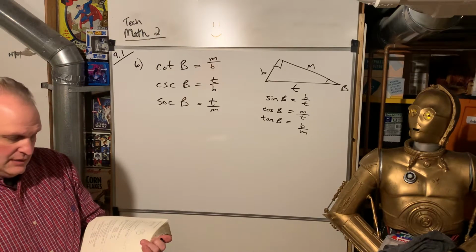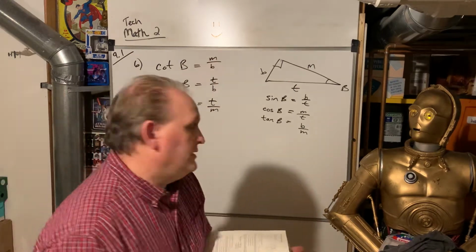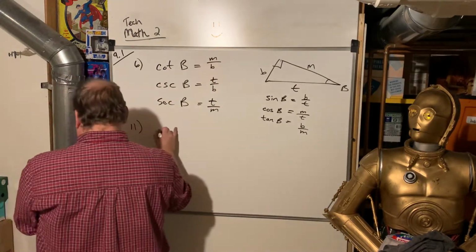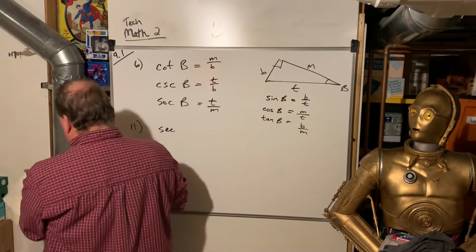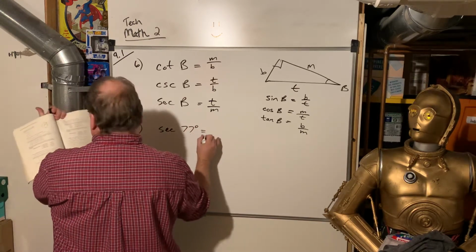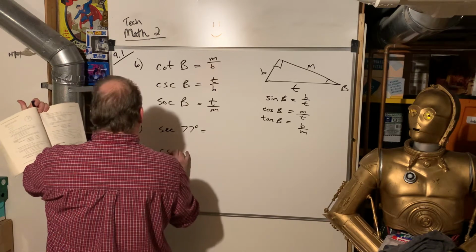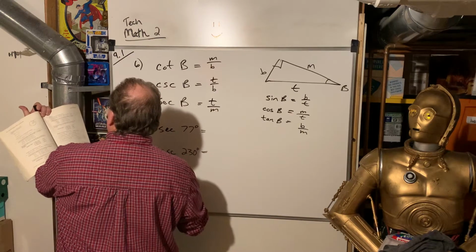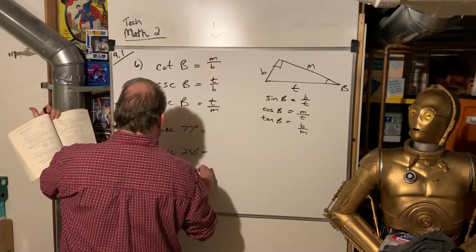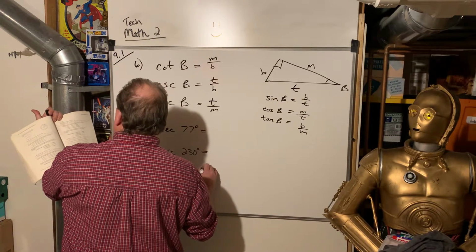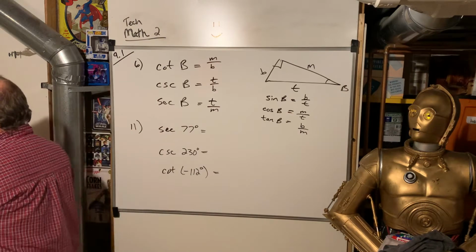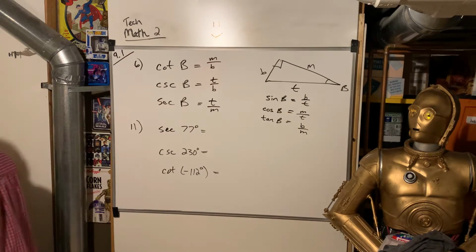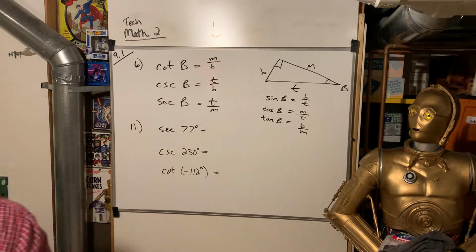Let's do one more. Oh, on our calculators. Let's look at 11. They want us to find the secant of 77 degrees, the cosecant of 230 degrees, and the cotangent of negative 112 degrees. Okay. So I know they're all in there on the catalog. I think there's another way to get to them though.